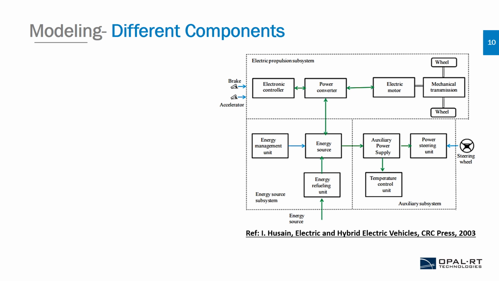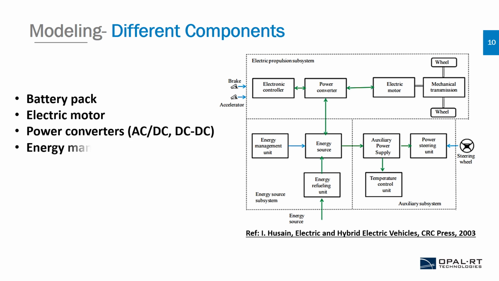So on a high level, we can say the major components needed for modeling an electric vehicle are energy source, which in this case is a battery, an electric motor, power converters, energy management unit, mechanical transmission, and vehicle body. So I will start with the first component, the most important component, the battery.